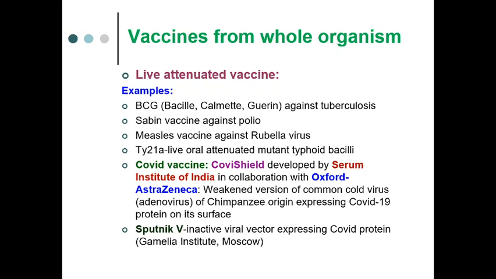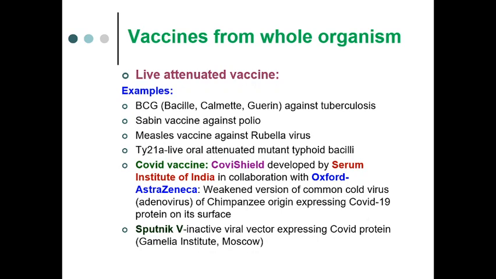Then comes the Sputnik V. An inactive viral vector has been used by the Russian lab, and that inactive viral vector expresses the COVID protein. And for this Sputnik vaccine, since a live inactive virus was used, it can also be considered a live attenuated vaccine.